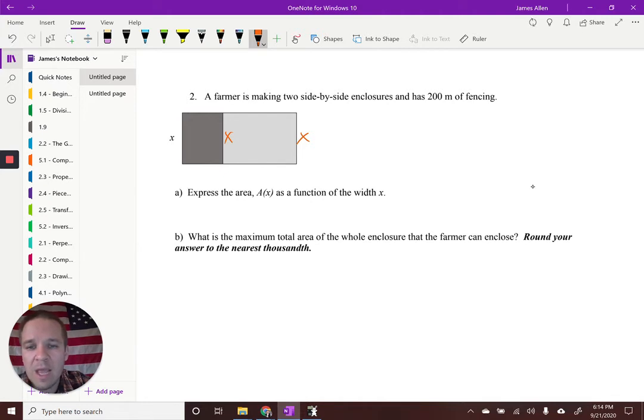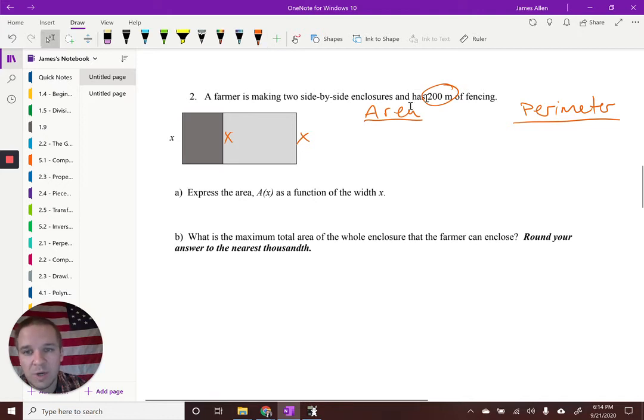Now, A of X, and I'm going to jot some formulas over here. So we have our area and we've got our perimeter again. And they give us information about the perimeter, which is the 200 meters of fencing. So not necessarily the perimeter around the rectangle, because we also have to include this piece of fence that goes there. So it's the side-by-side enclosure, right?